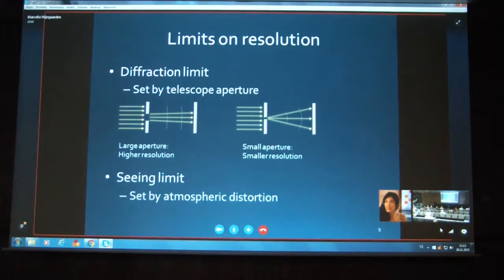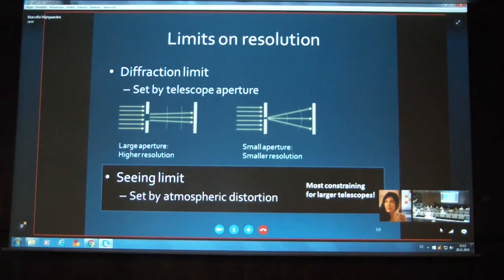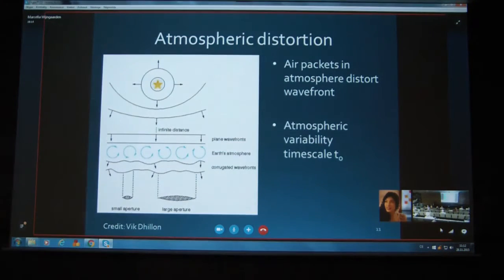Then secondly, for all Earth-based telescopes, we have the seeing limit, and this is set by atmospheric distortion, and we'll talk more about this in a minute. And this is actually the most constraining limit for larger telescopes. Alright, so the seeing limit is set by the atmospheric distortion.